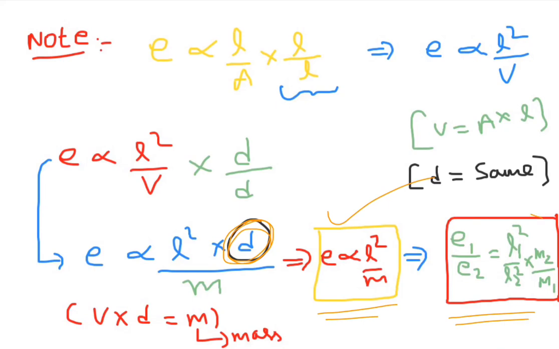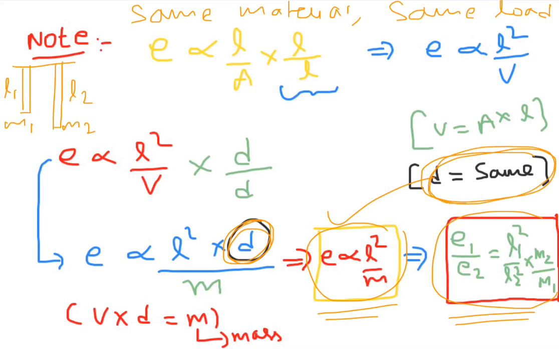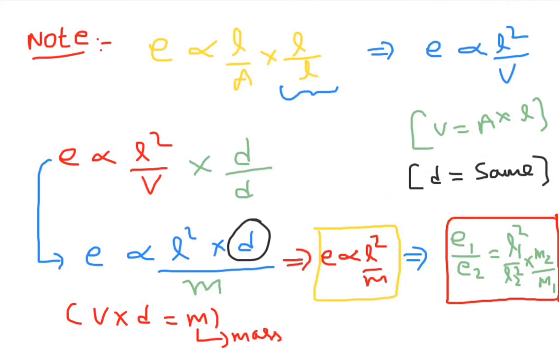Like that we can derive this formula when we are comparing two wires of different lengths and masses but made up of the same material. Remember, made up of the same material and applied the same load. Same load means same force. Same material means Young's modulus same, and density also same. So if you want the length, mass and elongation relation, you can follow this method. I hope you are clear with this one now.